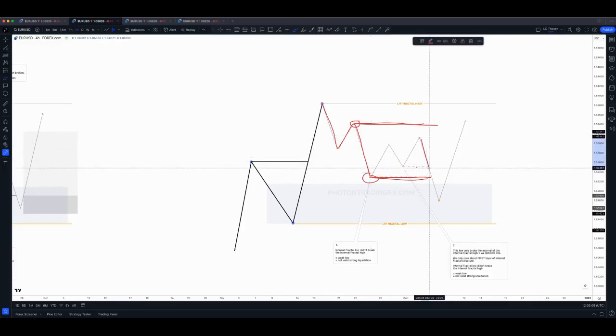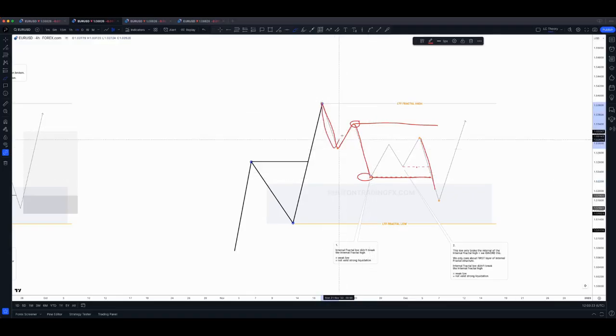So if price comes down and liquidates this low, yes, this low here broke this high, but that's the internal of the internal. It is irrelevant. It is invalid. It is not strong enough. We do not care about it. Now, if price comes down and liquidates this low, this is the true internal fractal low, right?